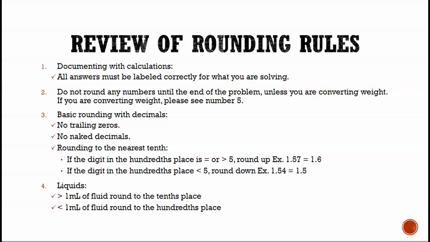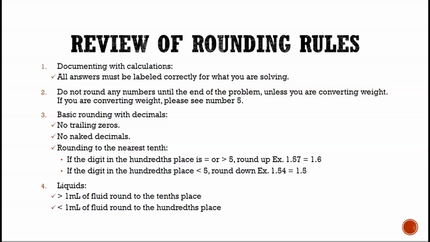Alright, so basic rounding when it comes to decimals. Just remember, no trailing zeros and no naked decimals. And generally, we often round to the nearest tenths, with an exception, which we'll cover in a little bit. If we're trying to round to the nearest tenths, and the digit in the hundredths place is equal to or greater than 5, then we have to round up. For example, 1.57 becomes 1.6.